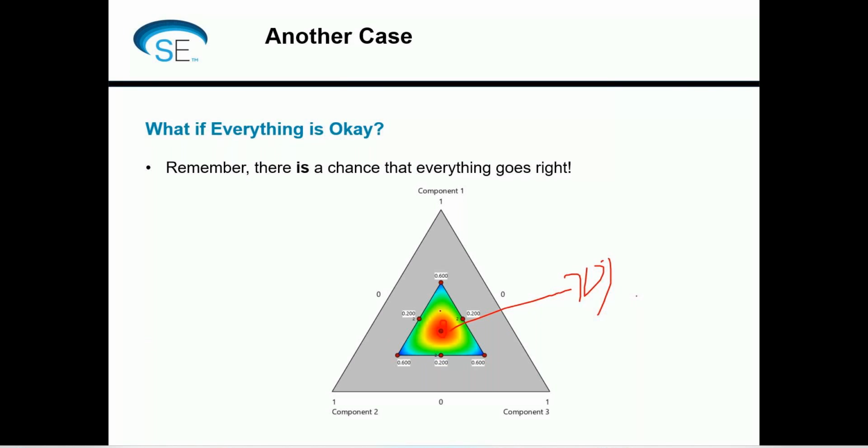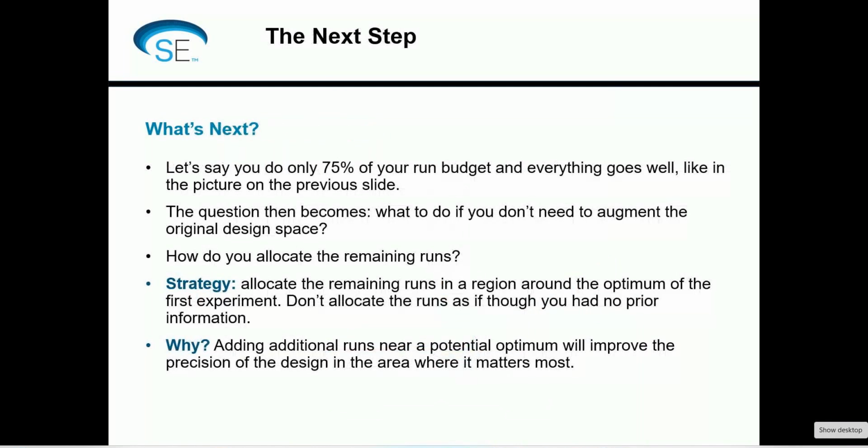So what you can do is shrink the space and put the remaining runs in the area of interest to get a little bit more precision where it matters most. Okay, so you don't have to just add them haphazardly. You could add them in a more structured way that gives you more information. Adding additional runs near a potential optimum will improve the precision of the design in the area where it matters the most. So that's basically what I had just said there.